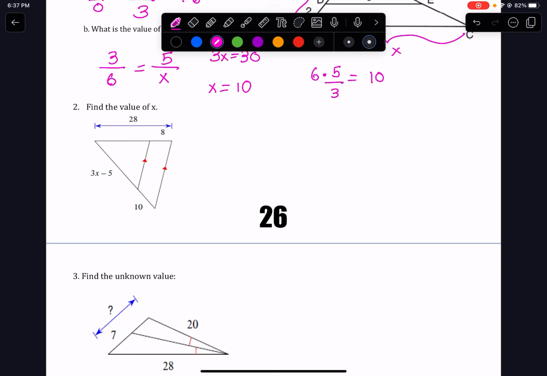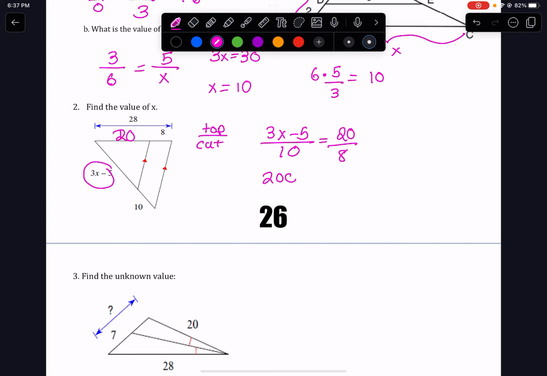So now again, we're looking at side splitter. If I want to find the value of x, here we have top over sort of like the cutoff. So we have 3x minus 5 over 10 is equal to, if this is 8, then this is 20, is equal to 20 over 8. We have 200 equals 24x minus 40. 24x is equal to 240. And we'll get that x is equal to 10. So again, this is using the side splitter.